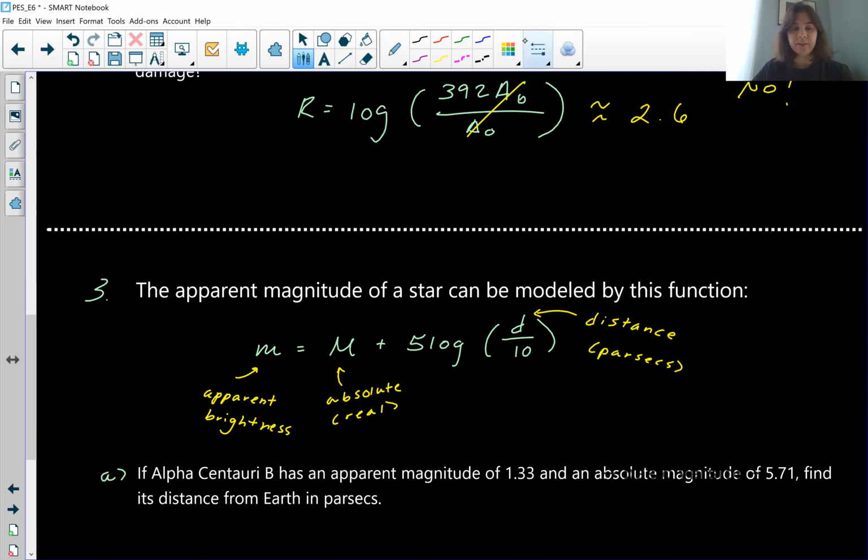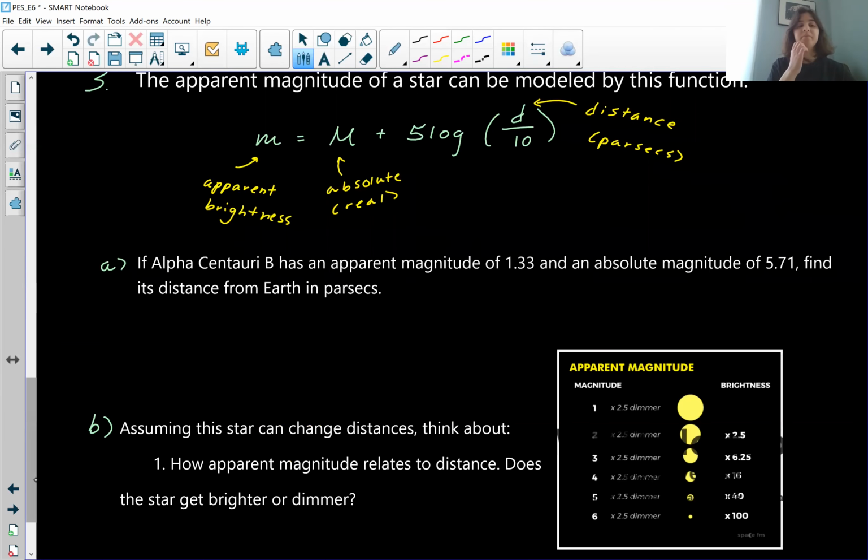And it can be modeled by this function where the apparent brightness, that should say apparent magnitude, m, is going to equal the absolute magnitude, M, which is considered the real brightness, if you don't consider distance or anything like that. And we add 5 times the log of the distance divided by 10. And that's in units of parsecs, which is just kind of like light years, but not really. It's a little bit bigger than a light year.